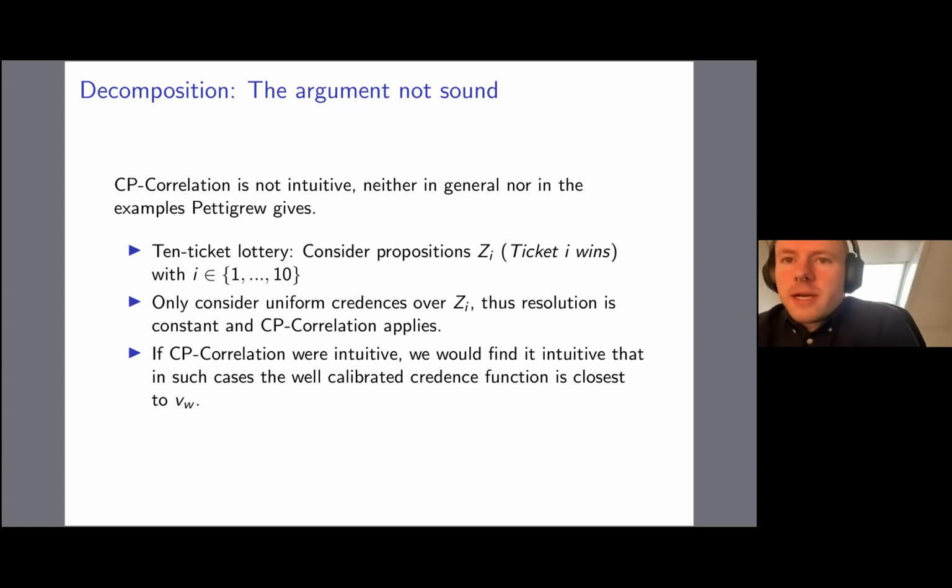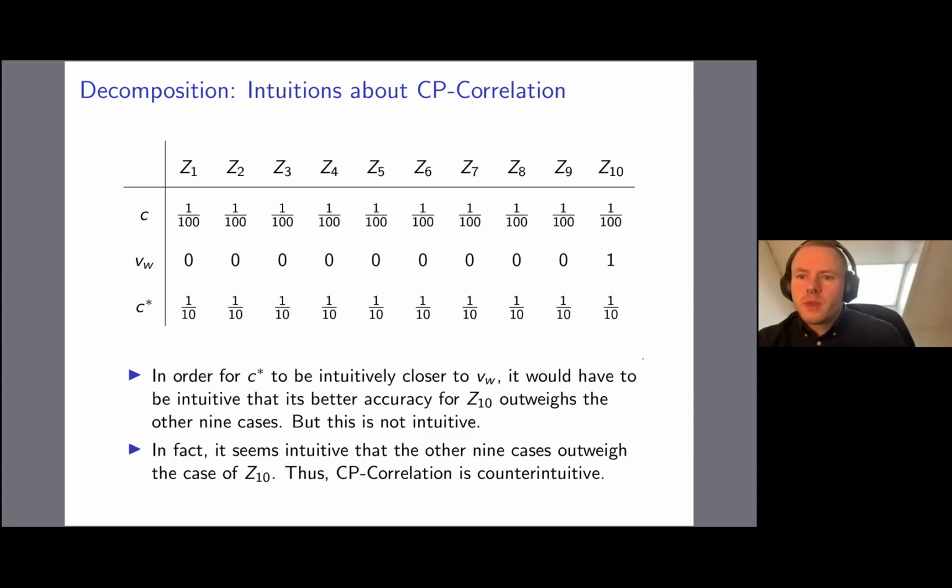But let's have a look at the example. Pettigrew considers a 10-ticket lottery, 10 propositions, each saying that a certain ticket wins. He only considers uniform credences over these 10 propositions. As a direct consequence, resolution is constant and CP correlation applies. Now, if CP correlation were intuitive, we would find it intuitive that in such cases, the well-calibrated credence function is closest to the true credence function. And this I simply don't find intuitive.